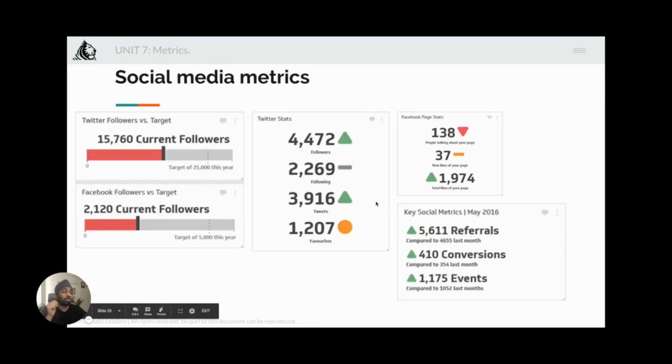Then social media metrics. Social media metrics are used largely by marketing teams to track the performance of social media campaigns. Social media marketing is a fundamental part of any business.